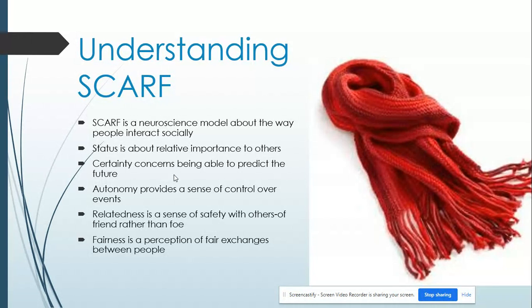So just to drill down a little bit more, understanding the SCARF model. Again, it's a neuroscience model about the way people interact socially. The S is about status and about our relative importance to others. C is about certainty, and the concern is being able to predict the future. A is autonomy, and it provides a sense of control over events. R is relatedness and a sense of safety with others, a friend rather than foe. And fairness is a perception of fair exchanges between people. So, like David Rock's model, I always bring that up.